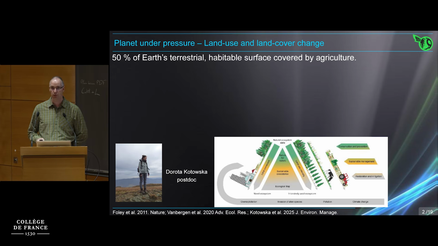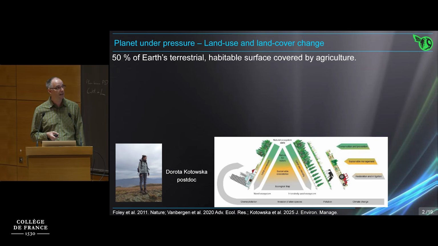What you, I guess, all know, is that our planet is under serious pressure. I'm very much concerned that the most important global change driver is land use and land cover change. So on this map and on the right figure, you can see that roughly half of the habitable Earth surface is covered by some kind of agriculture. By the way, 3% is covered by urbanization.